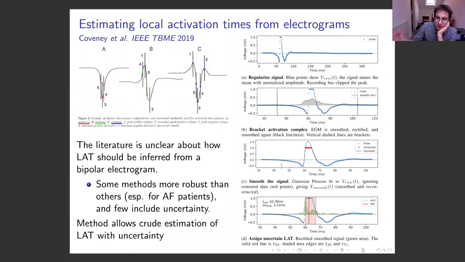You can refer to the paper for the details, but these signals are often very clipped. There's often missing data. And so using any of the pre-existing definitions from the literature, like the peak here, or the maximum gradient, which is another point that's used, turned out to be quite difficult. So we did a lot of pre-processing of the data to try and, in an automated way, take lots of these electrocardiograms and estimate when the activation occurred with uncertainty.